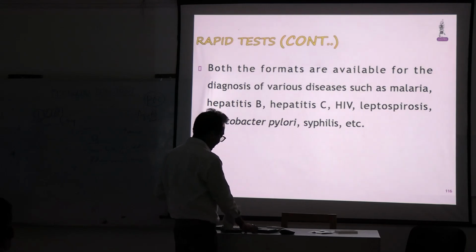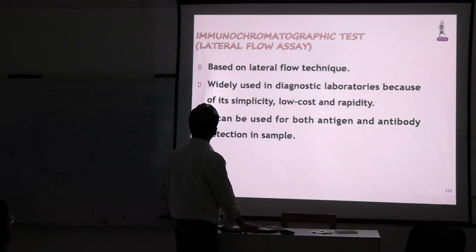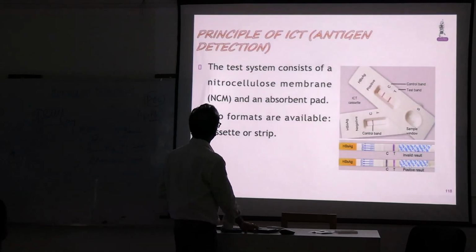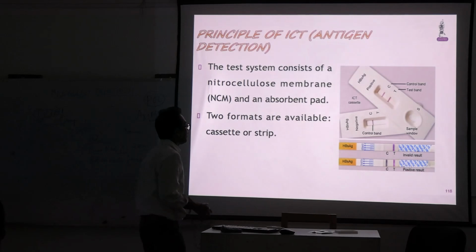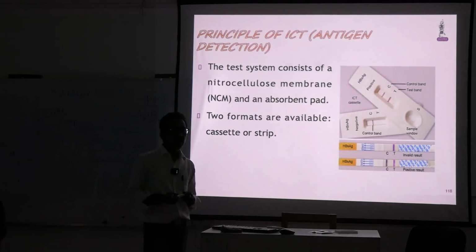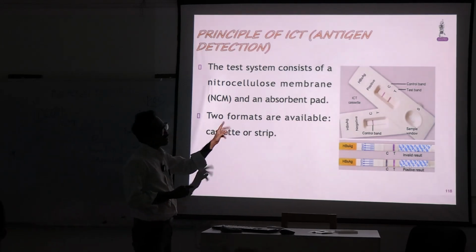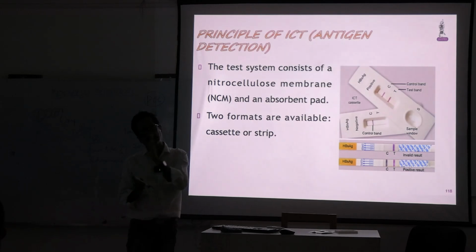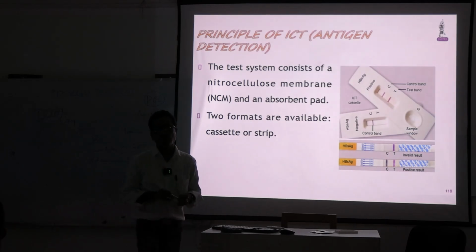Next, hepatitis B, hepatitis C, HIV, H. pylori, these kit tests are available. Now, what is the principle of lateral flow? When you see this rapid test, there is a control line and a test line. So, when do you call it positive?